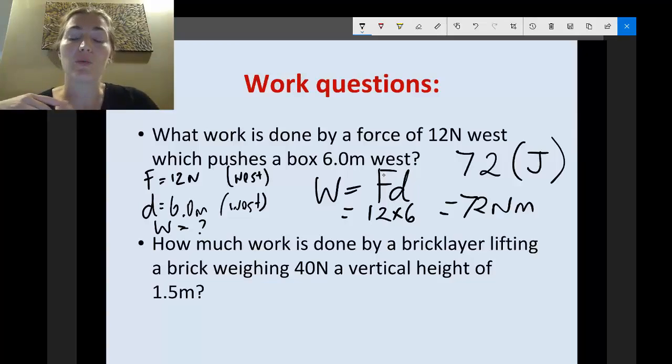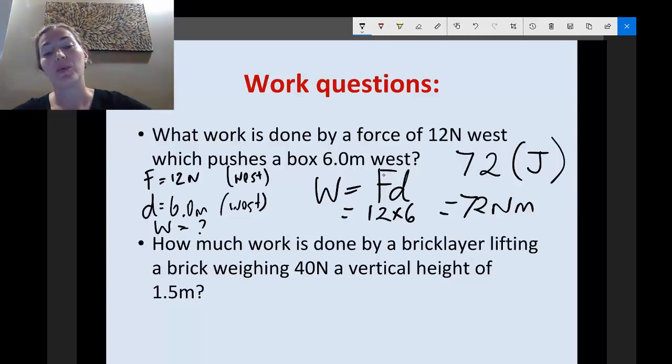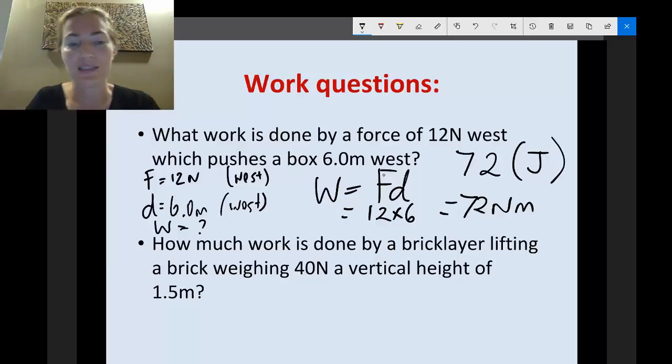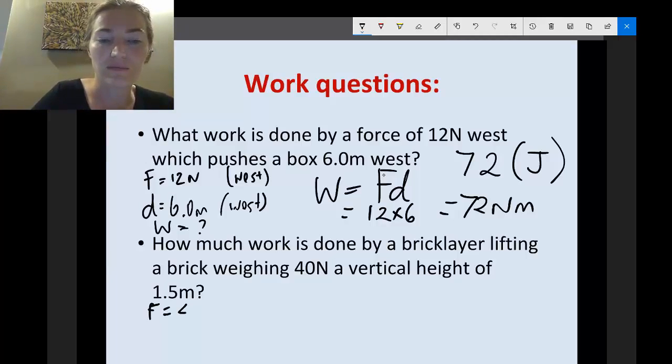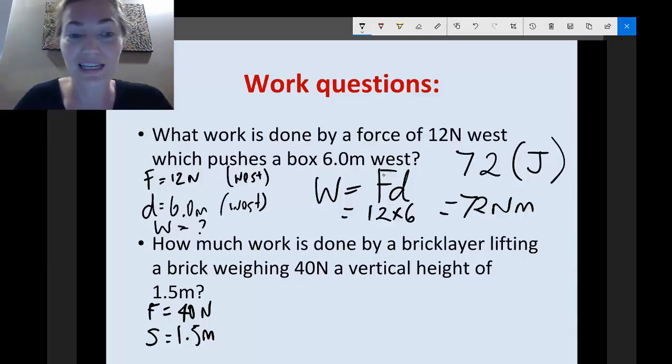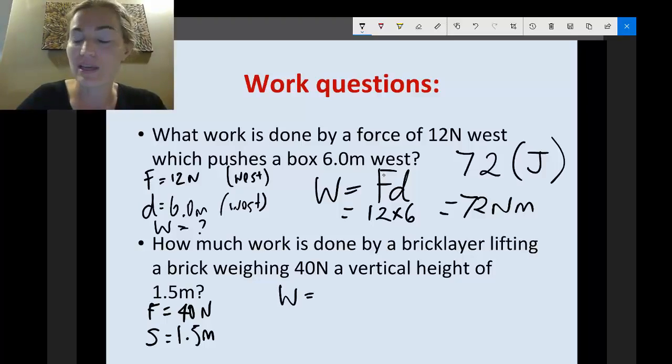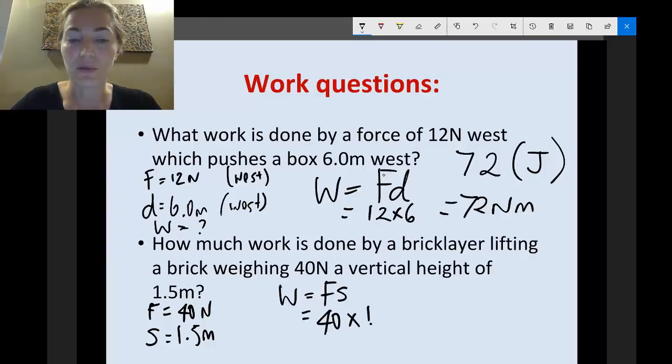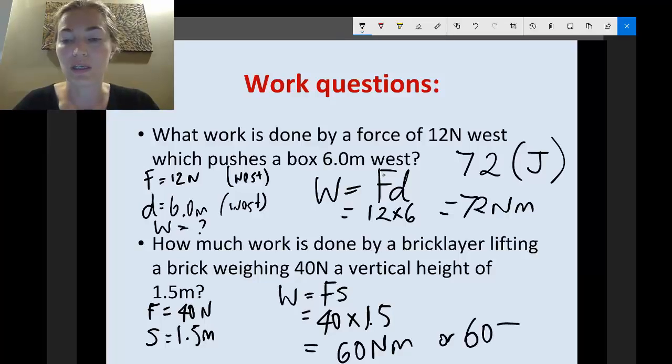Second question, how much work is done by a brickie lifting a brick weighing 40 newtons up 1.5 meters? So the force here, 40 newtons, and the displacement, we're going to use little s this time, 1.5 meters. You may see it either way. So work, again, no angle, equals F times s, displacement. So 40 times 1.5, which is 60 newton meters or 60 joules.